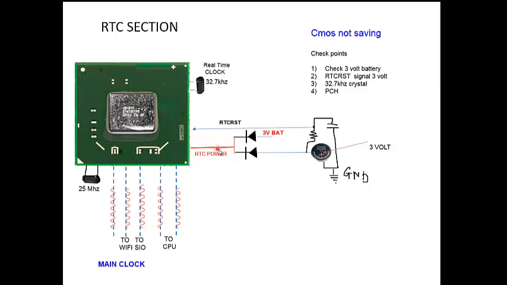You can check this voltage without power, meaning you don't need to connect the adapter or the main battery. You have to connect only the CMOS battery. At that time, 3 volts should come here. That is criteria number 1.